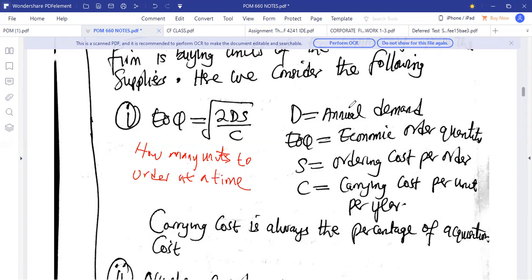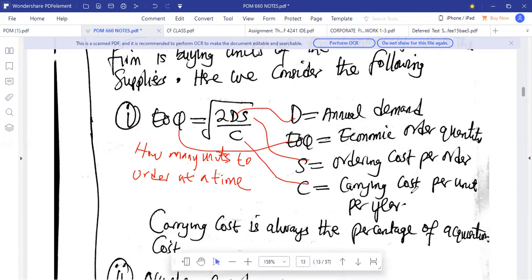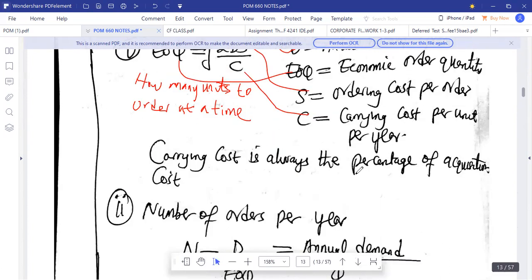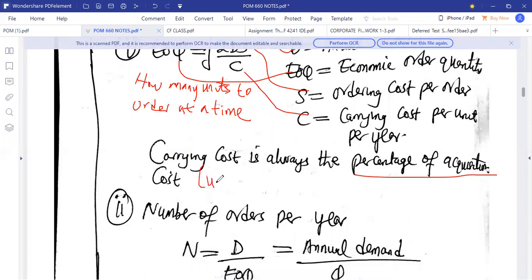So this D is annual demand, and the other one is ordering cost per order. This is the EOQ. Carrying cost per unit per year: carrying cost is always a percentage of acquisition cost, or unit price. So on unit price, this is how you look at this one.